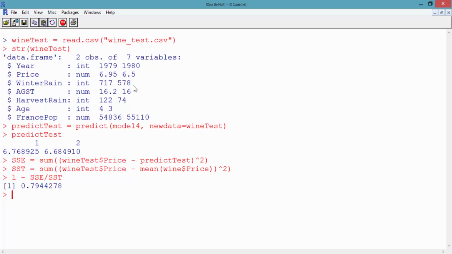This is a pretty good out-of-sample R-squared. But while we do well on these two test points, keep in mind that our test set is really small. We should increase the size of our test set to be more confident about the out-of-sample accuracy of our model.